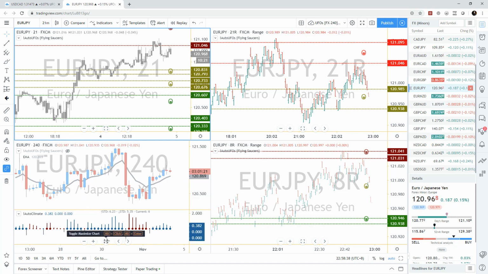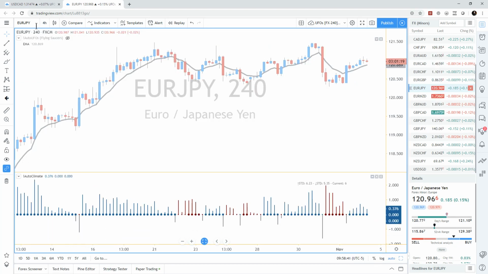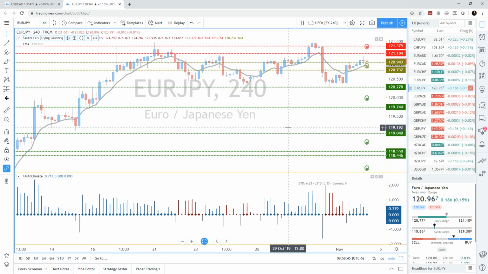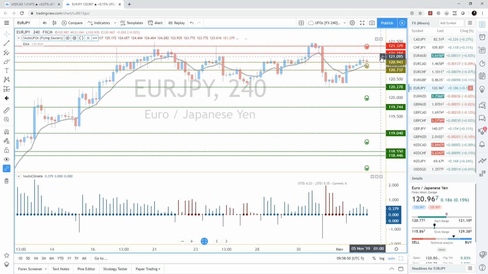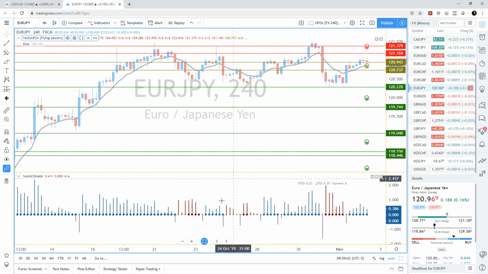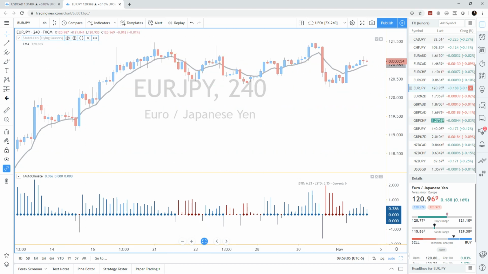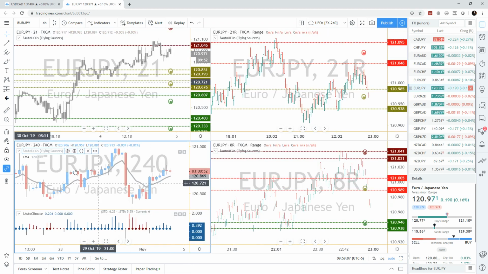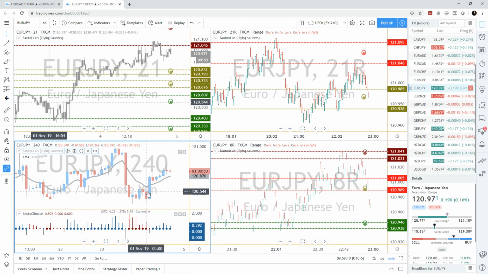So step 2 of the methodology would be to look at the target. So I am activating AutoUFOs, looking for a target, which, as you can see, happens to be located at 121.18. Okay, so Euro, Japanese Yen, 121.18. That would be the target. It's not like the target is too far, so I'm still unsure if this trade will be valid or not. We'll know in just a second.